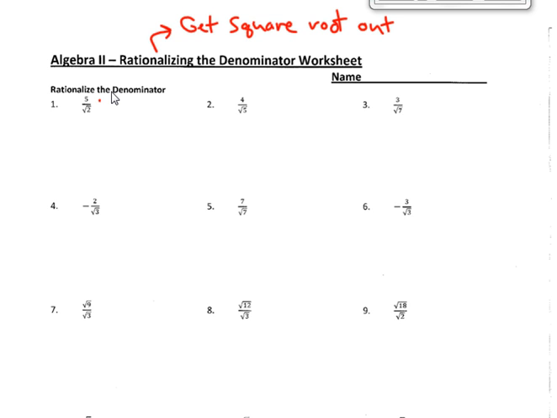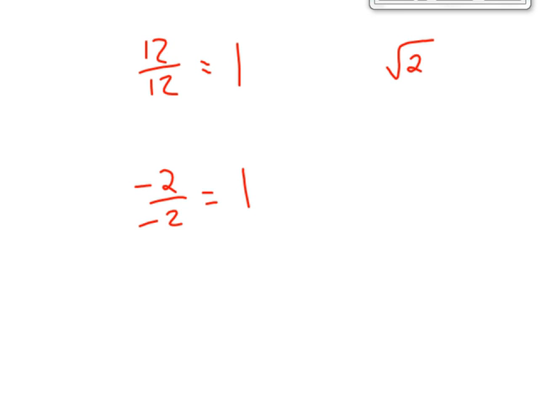Now, we all know that if I were to take something like, let's say, 12 divided by 12, that's equal to 1. And something like negative 2 divided by negative 2 is also equal to 1. So if I take the same thing on the top and the same thing on the bottom, then I'm really just doing a different version of the number 1. And so in the case that we had a square root of 2 in the denominator, that's what I wanted to get rid of.